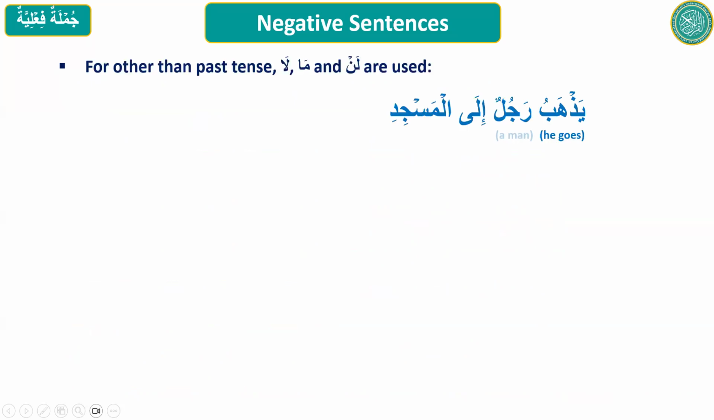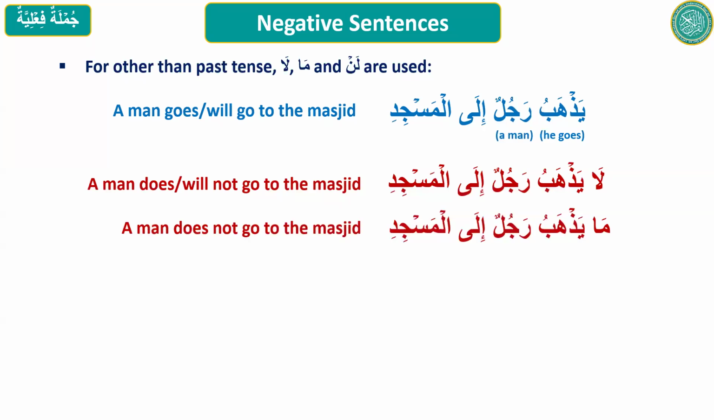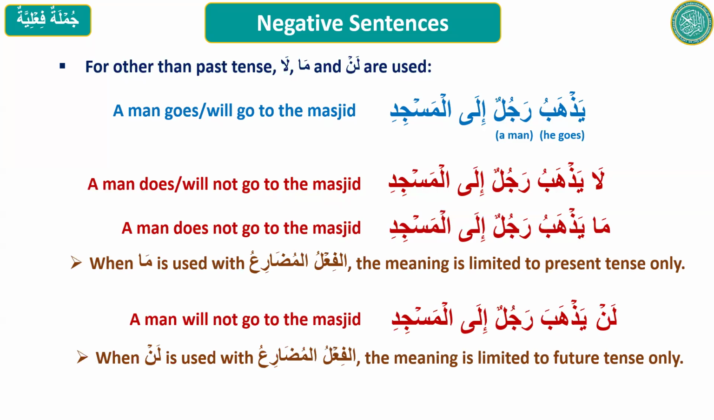And then, if it is not the past tense, then you can use la, ma, or lan. La is used with no change to the verb, but the meaning is present and future. But when ma is used, still no change to the verb, but the meaning is limited to present tense only. And when you use lan, then there is a change to the verb. We call it mansub. When lan is used with al-fi'l al-mudari, the meaning is limited to future tense only.